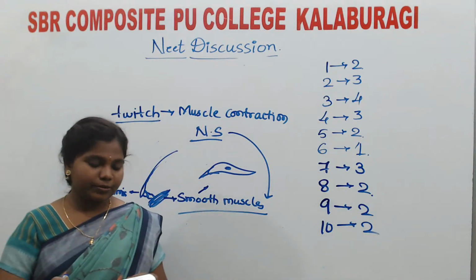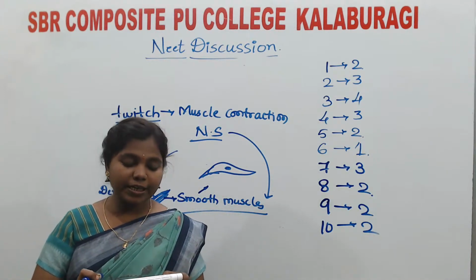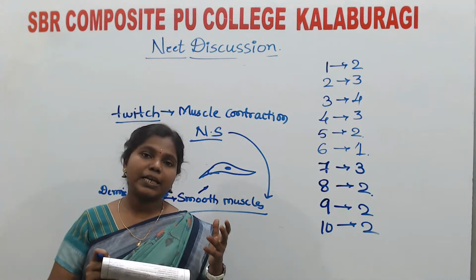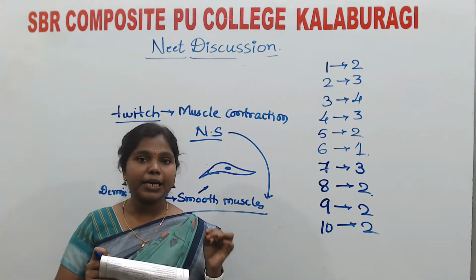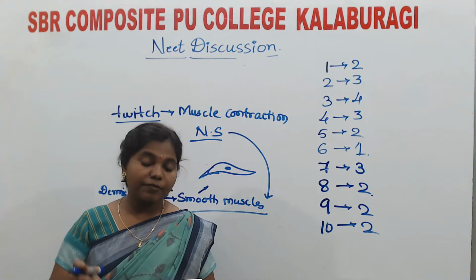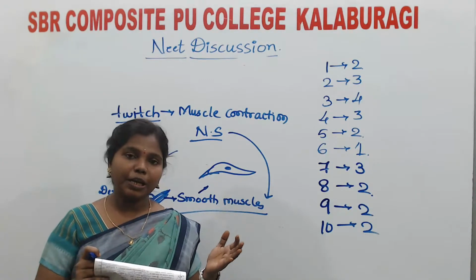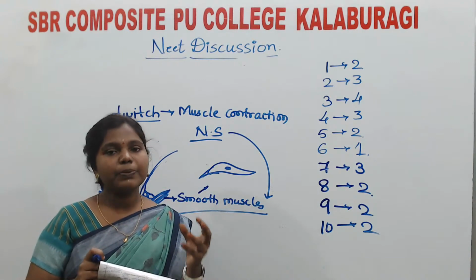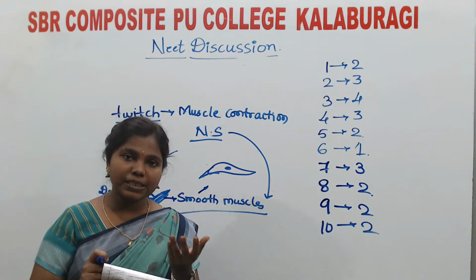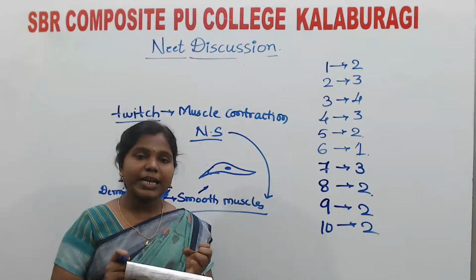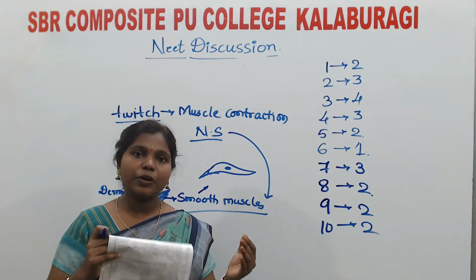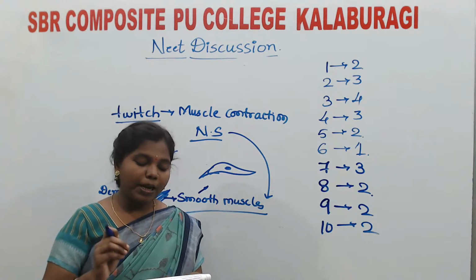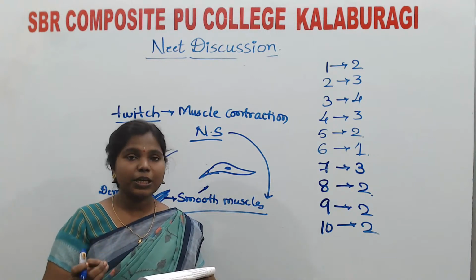Next, 11th question. The chief function of intercalated disc. Intercalated discs are cell junction structures present in the cardiac muscles. While explaining the cardiac muscles, we have told that it will help all the cardiac muscle cells to contract and relax synchronizingly. So those are also myogenic in function.